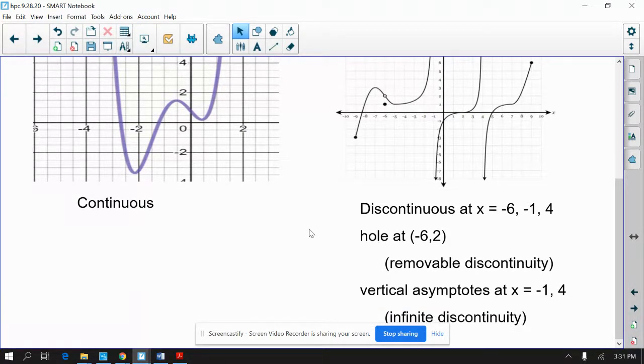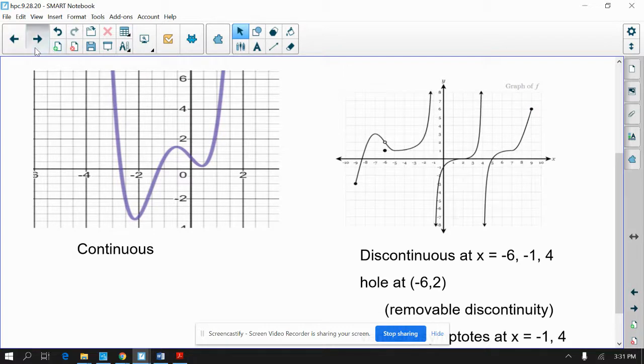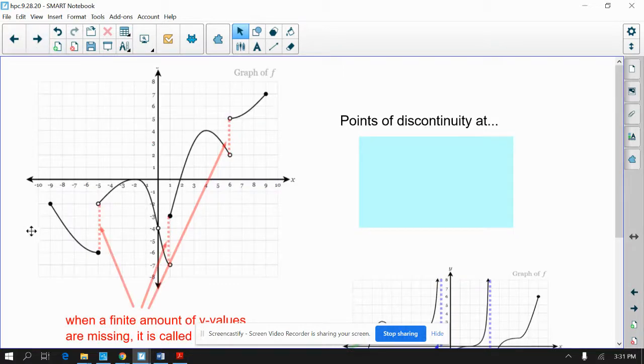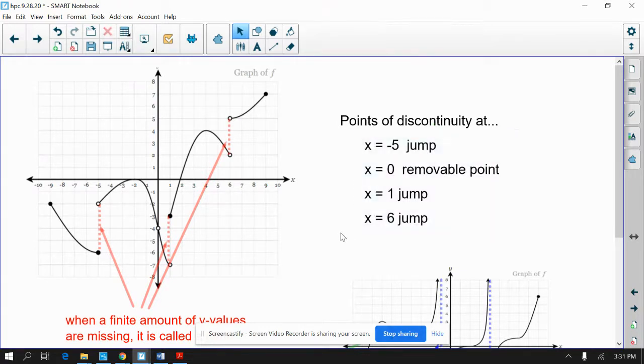So there are names too. A hole would be called a removable discontinuity, and a vertical asymptote is an infinite discontinuity. More on that right now. So here's another graph, and this one has 4 points of discontinuity. I see one when x is -5, one when x is 0, there's a hole, when x is 1, and when x is 6. So these are all points of discontinuity.